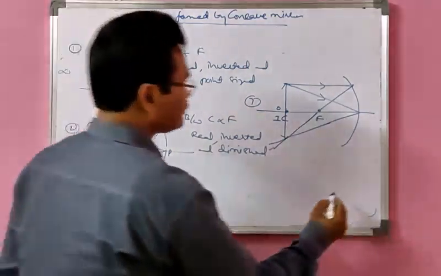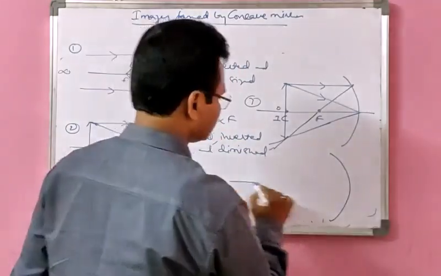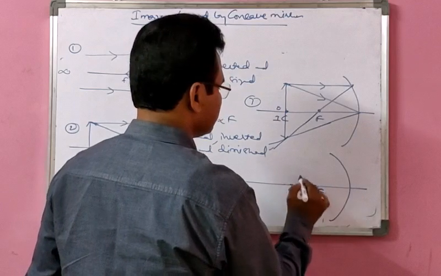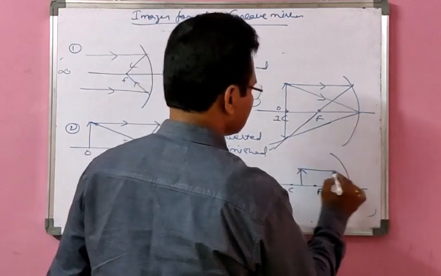The fourth one. So this is C. This is F. The object is placed here.